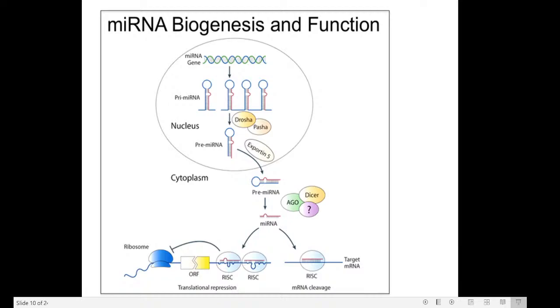Another thing of the RNA is miRNA. That miRNA is microRNA. This microRNA is there in the nucleus. It has n number of microRNA genes. Those n number of microRNA genes are in a pre-form.